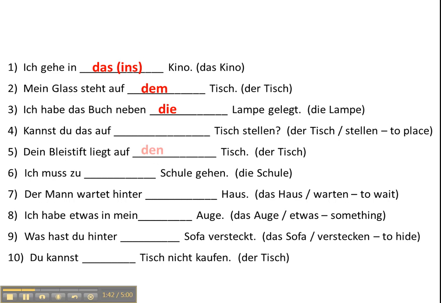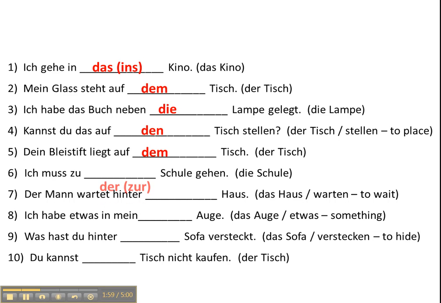Kannst du das auf den Tisch stellen? Stellen is placing something. When you're doing that, it's an action, so it's accusative. Nummer 5, dein Bleistift liegt auf dem Tisch. Das ist, wo dein Bleistift ist. It's talking about where your pencil is, so it's dative.